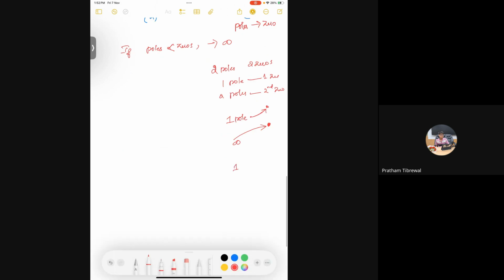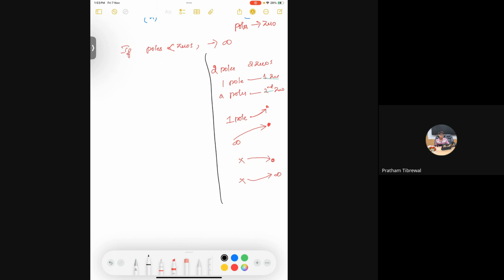Similarly, if I have only one zero but I have two poles, then one of these poles will go to this zero. Either of these poles will go to the zero, and the other will go to infinity. Is there any doubt on this?